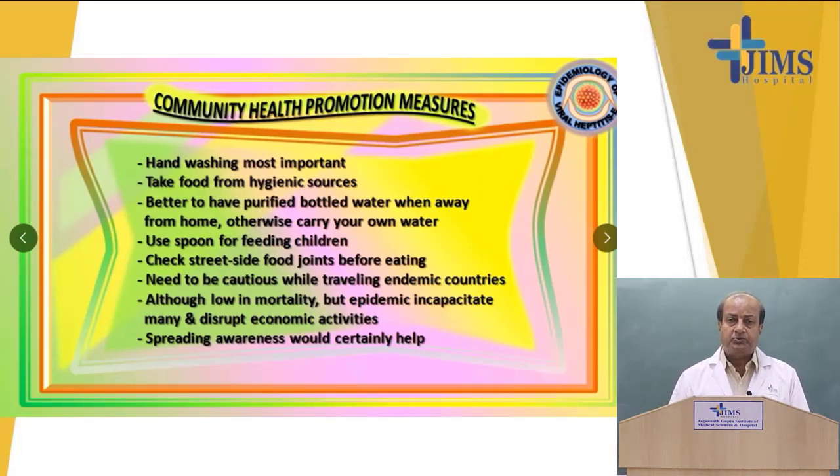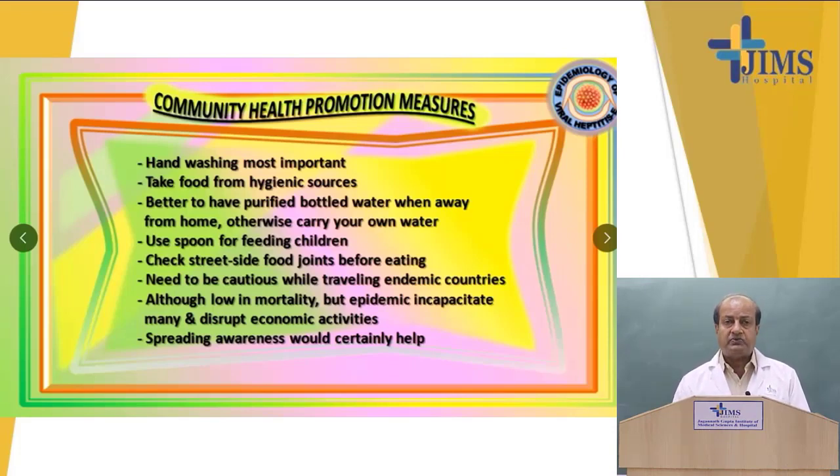The community health promotion measures include hand washing and advice on taking food from hygienic sources. There is a need for advocacy to the community to have purified bottled water when on a small vacation or a trip. Otherwise, they should carry water from their home. They must use a spoon for feeding their own children, and check street side food joints before eating.